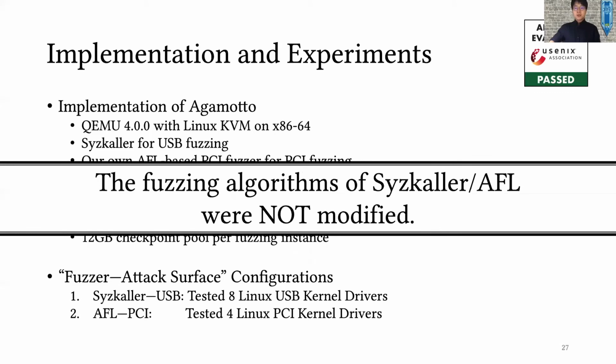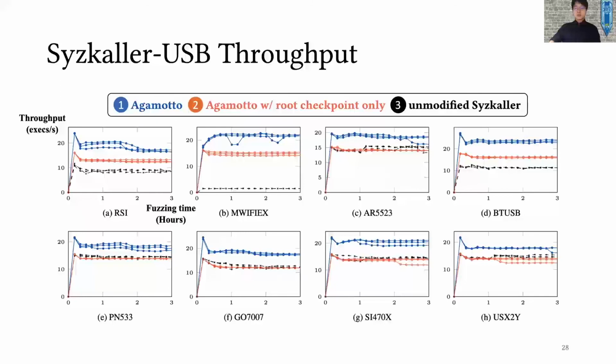An important thing to note here is that we didn't modify the fuzzing algorithms of the fuzzers we used, which was our conservative evaluation effort, an effort to prevent us from potentially overfitting our checkpointing policies to the sequence of test cases generated by a specific fuzzing algorithm. Due to limited time, I'll highlight some of the key results presented in the paper.